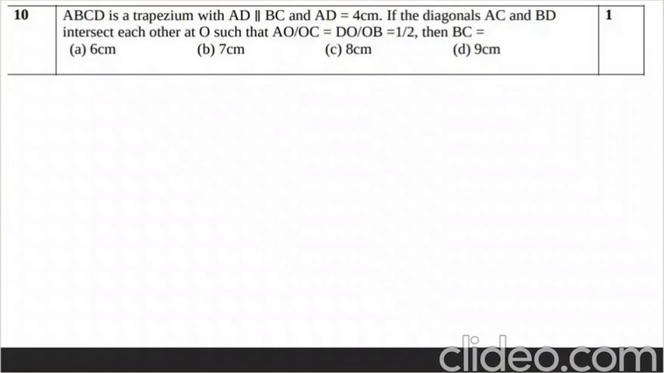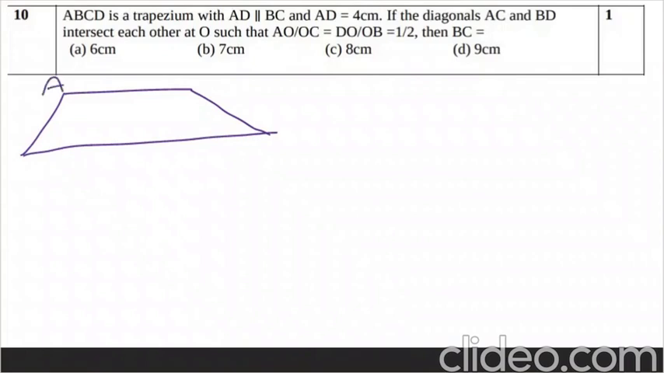The next question is, ABCD is a trapezium with AD parallel to BC. Let's draw the figure first, then we'll do the marking. Let's draw the trapezium and name it ABCD. So it's given that AD and BC are parallel to one another. AD is 4 cm. The diagonals AC and BD intersect each other at O, and the ratio AO by OC equals DO by OB, which is equal to 1/2.